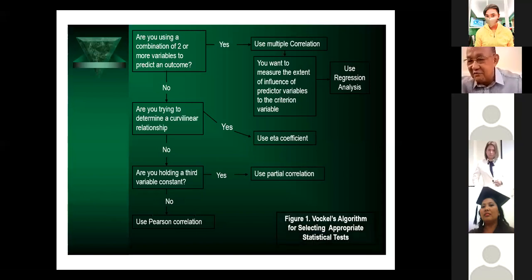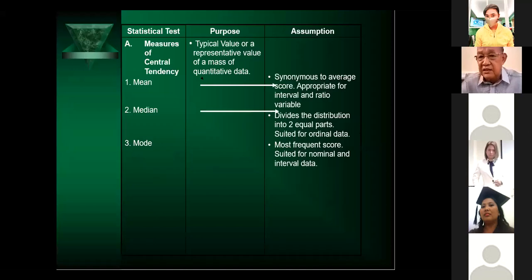Non-mathematical na discussion of Vocal. Do you appreciate Vocal's algorithm? Somehow it can guide you in making the right decision in choosing appropriate statistical test. Okay? Siguro, I would like to give you a little more orientation on the use of statistics. No? When do we use a particular statistical test? Kasi yan nga, pagka quanti, talagang very critical ang use of statistical test.